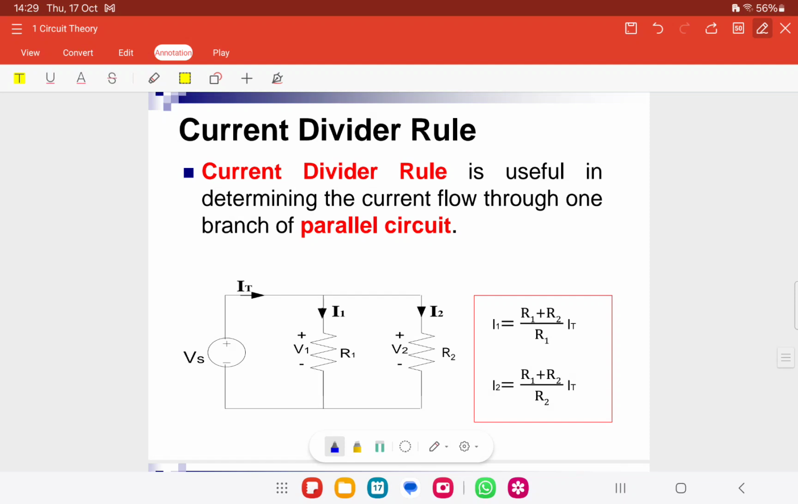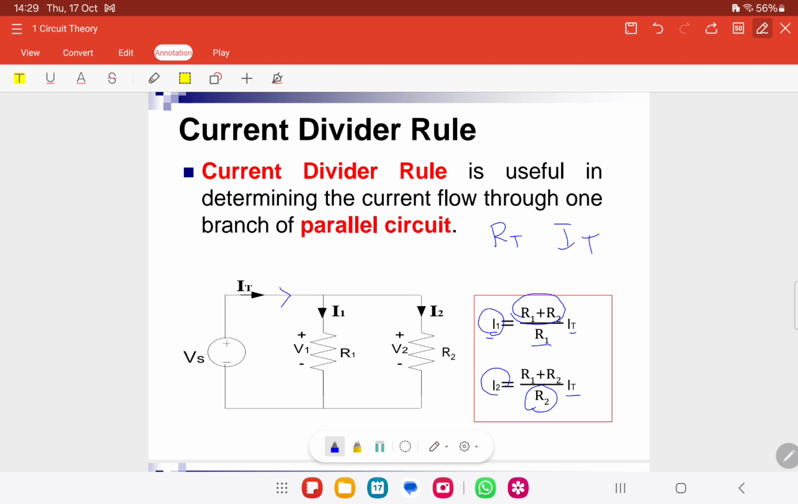Okay, this is the same thing. I want R total over the R1, because we want to measure on the current at the R1. Okay, multiply with the I total. For I2 also the same, over R2 multiply with the I total, meaning that we need to find the R total first and then we need to find the I total.